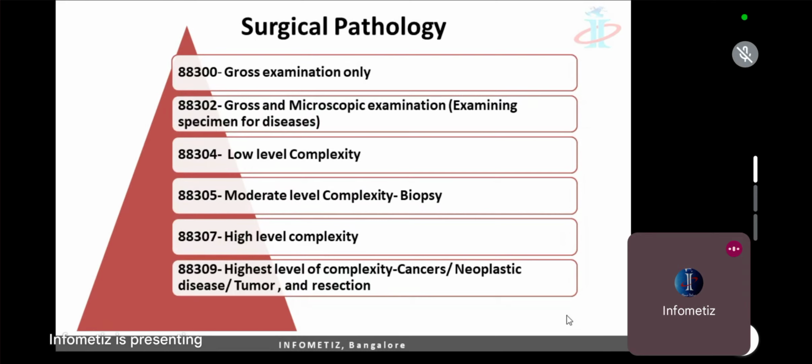One more thing. Suppose they remove a lung for cancer, which is coming under 309. But they asked, only gross examination was performed. Only gross for lung. Will you put 309 here? 309 is for gross plus microscopy. If they have not performed microscopy, then any complexity code is 88300.